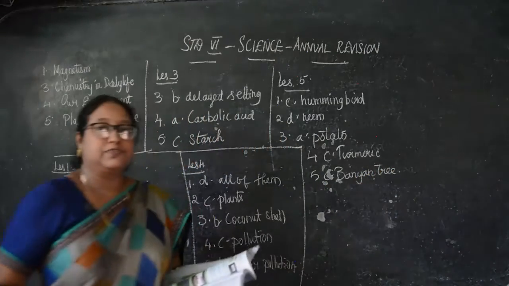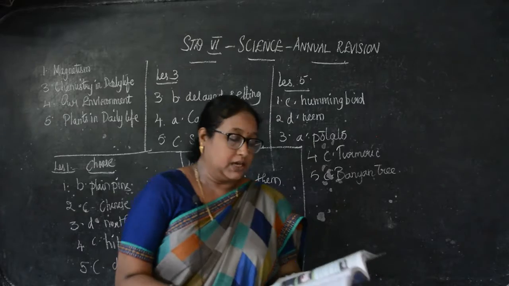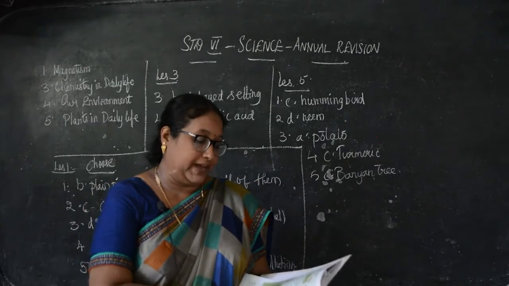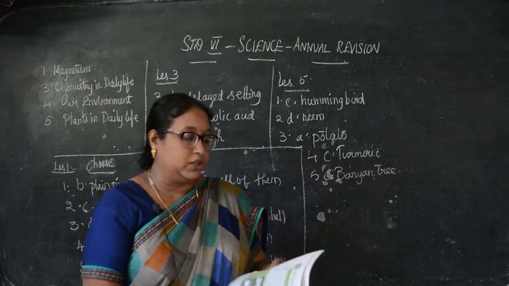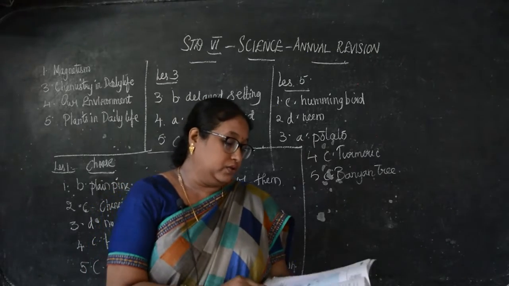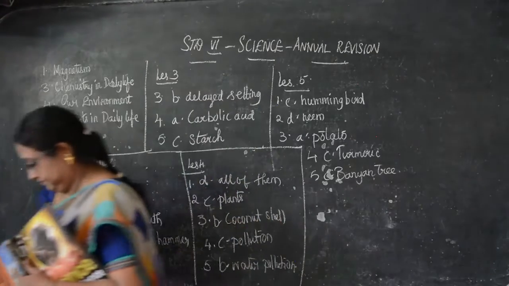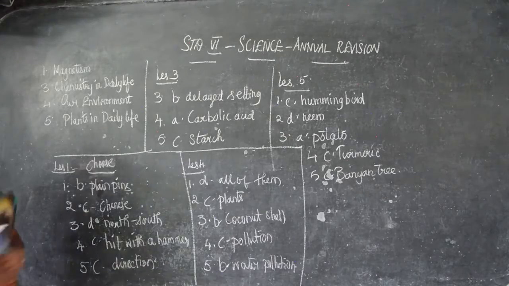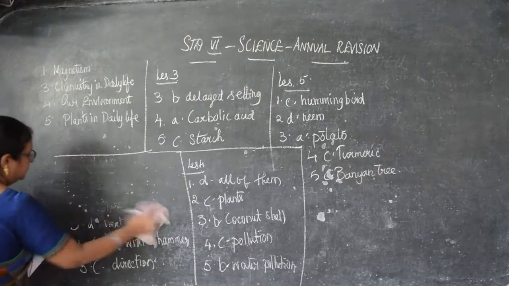Okay, have you all finished this? All the choose you have finished from all these 4 lessons, children? Yes? Now next we'll go to the fill in the blanks. So for choose we have finished from all the 4 lessons. Now we'll go to fill in the blanks. So you have all completed this.